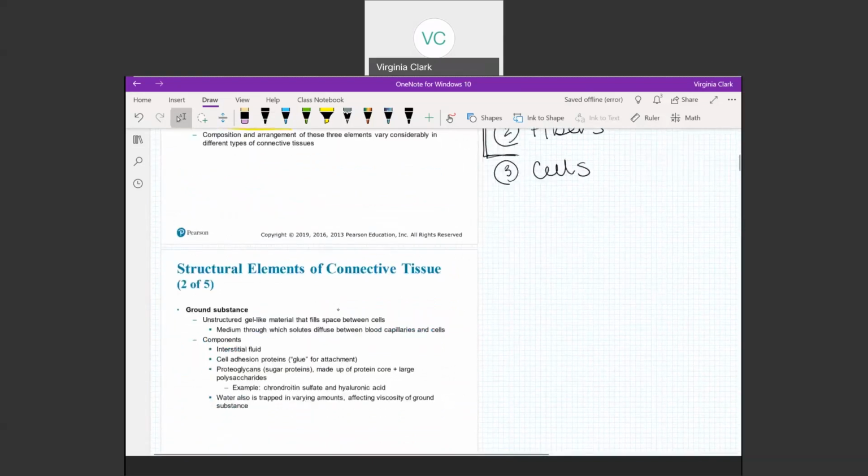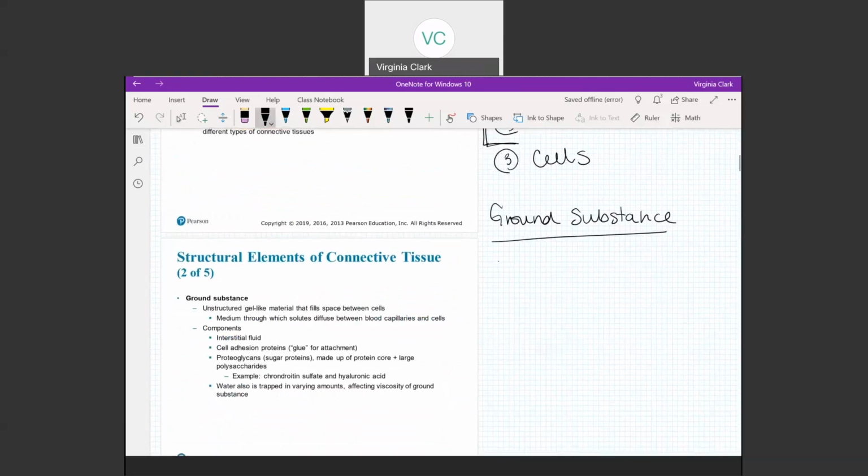So first, what is our ground substance? When we're talking about ground substance, to me, I think of something hard, but it's really going to be like an unstructured semi-fluid material that is found between the cells. So it's not a liquid, but it could be kind of liquidy. It's not a solid, but it could be kind of hard. So it's an unstructured material that fills the space between our cells. So it's a ground substance.